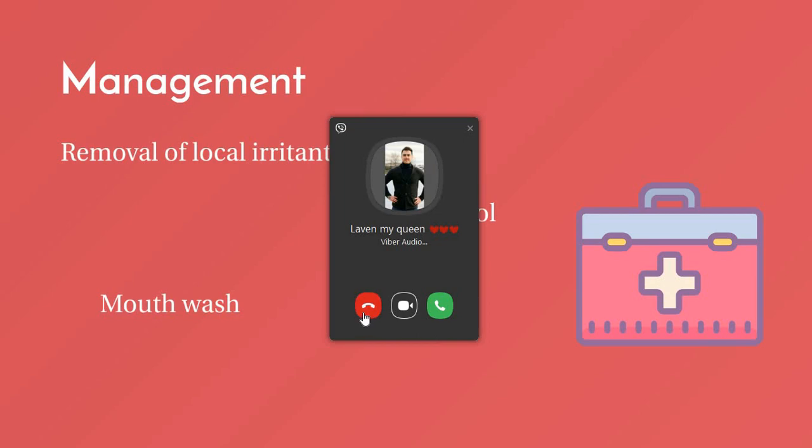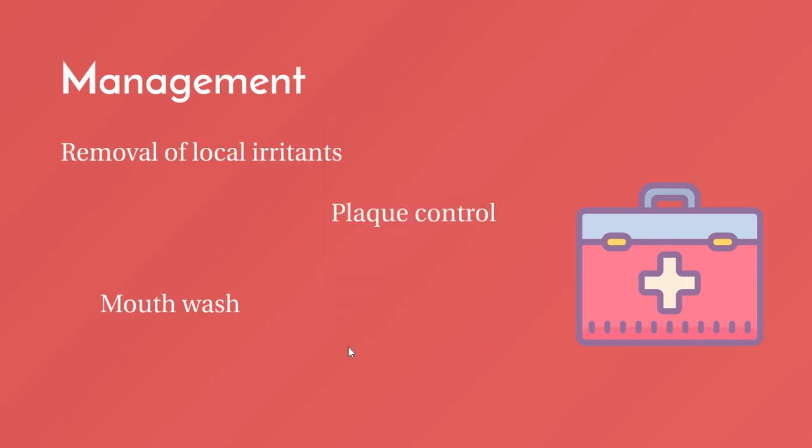Lastly, we have here the management of gingivitis simply. The management of gingivitis is simple, because it's reversible actually. The treatment is simple. We have removal of local irritants. They should be completely removed.